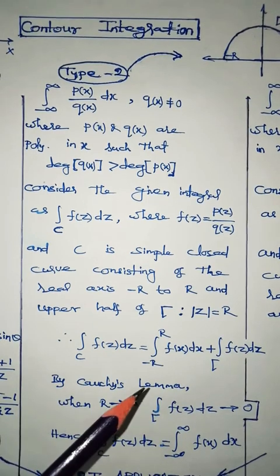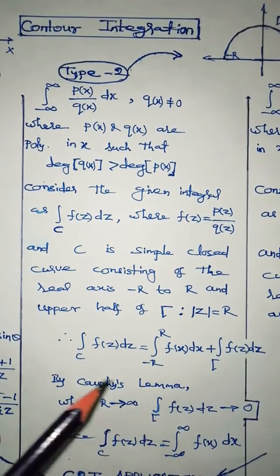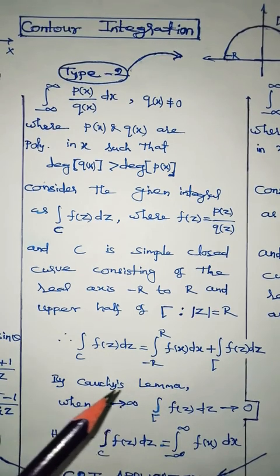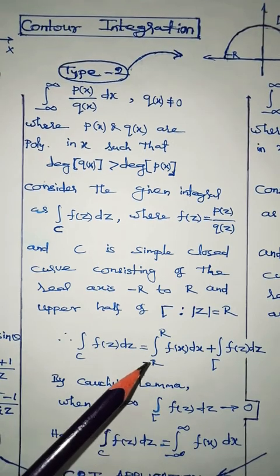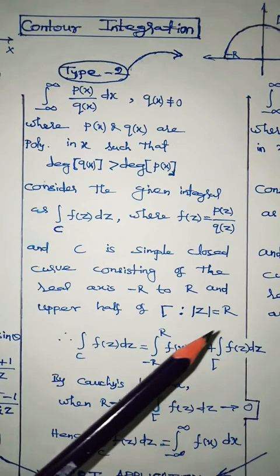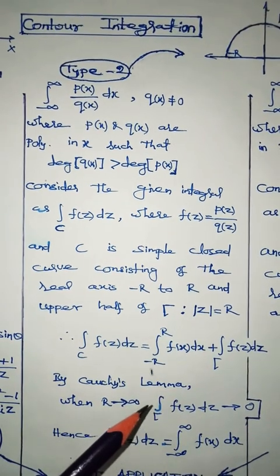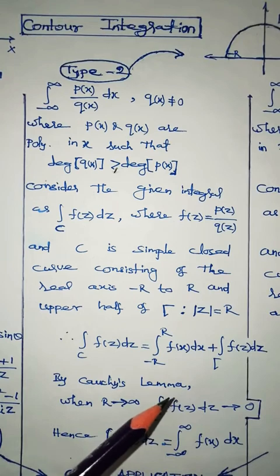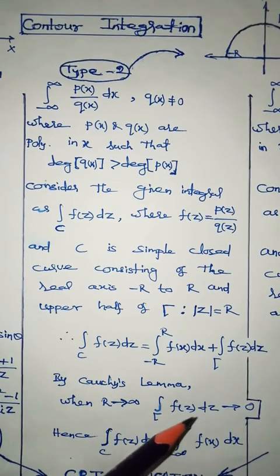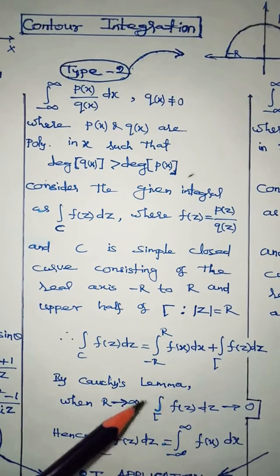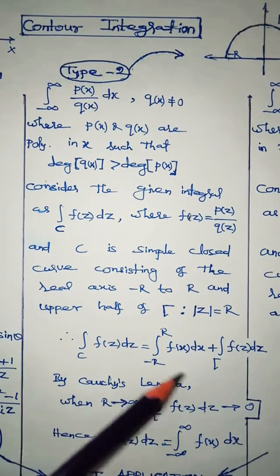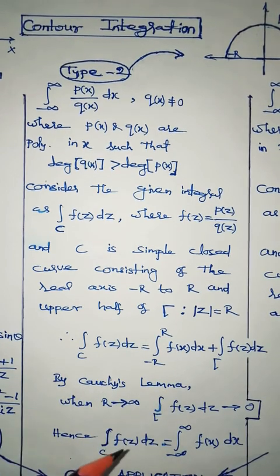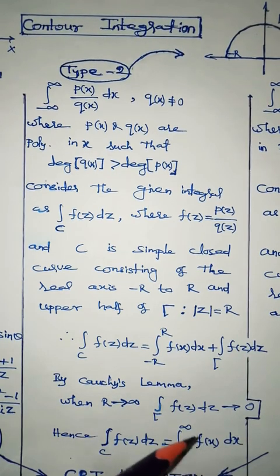Now by Cauchy's lemma, actually this is not in our syllabus, just write this line, this is enough. By Cauchy's lemma, when R tends to infinity, this part entirely becomes 0. When R tends to infinity, the integral over curve gamma of f(z) dz tends to 0. It's one of the important lemmas. With the help of this only, you prove that the integral over C of f(z) dz is equal to the integral from minus infinity to plus infinity of f(x) dx, which is nothing but the given question.